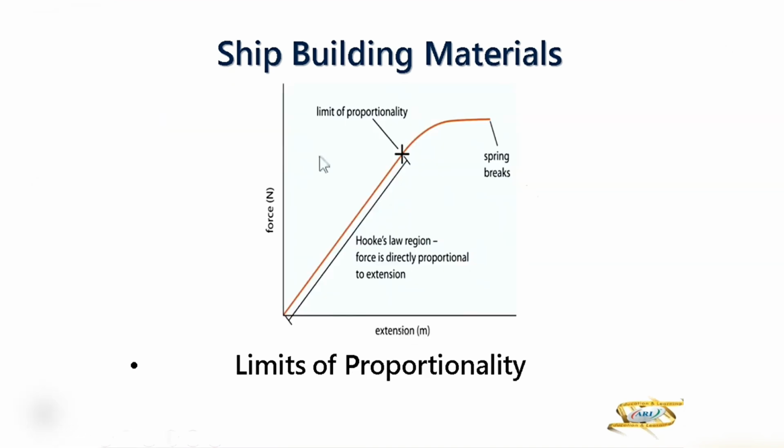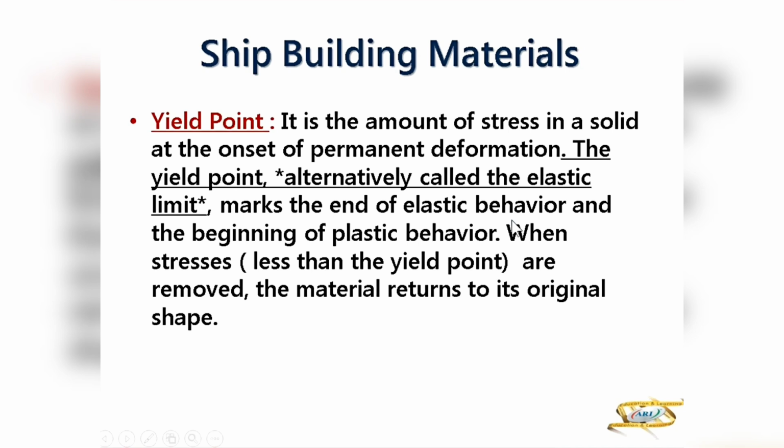So this is your limit of proportionality. You will have a spring breaking here. So Hooke's law is followed till here. After that, Hooke's law is not followed. Now yield point is the amount of stress in a solid at the onset of permanent deformation. That means after the yield point or elastic limit, the material will be permanently deformed. So it is also known as the elastic limit, as your elastic behavior ends and your plastic behavior starts. So within your yield point, if the load is removed, it will come back to the original shape.